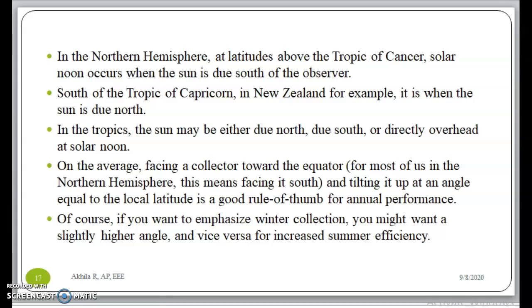Because most of us are in the northern hemisphere, this means you are facing it south. And tilting up at an angle equal to the local latitude is a good rule of thumb for annual performance. When winter comes it is somewhat different, but on an average we always place the collector in this way, tilted at an angle matching the latitude from the equator.